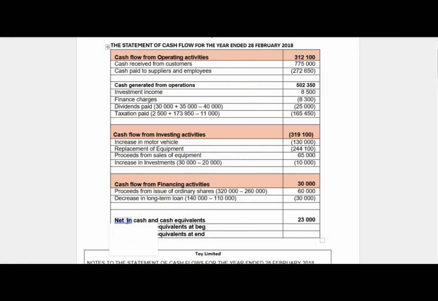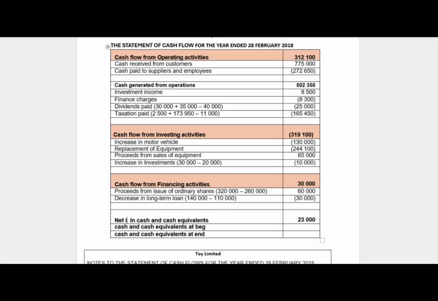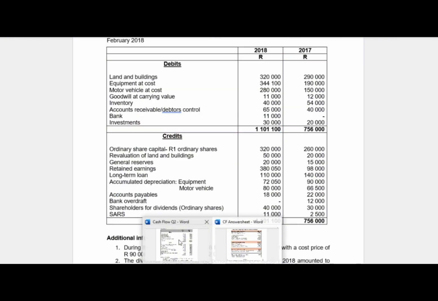So I can come here and say net increase, because if it gave me negative, it was going to be an outflow, therefore it was going to be net decrease in cash and cash equivalents. So now it's not net decrease, it's an increase, right, of 23,000. So let's go and check if we are on the right track. We are going to check cash and cash equivalents at the beginning. We're going to look at that, or the bank. So let's go and check.